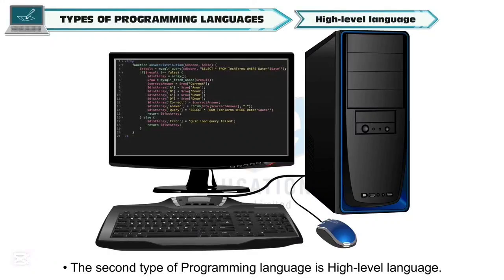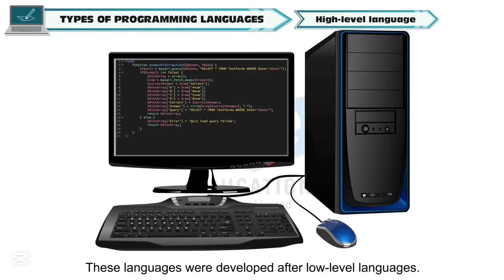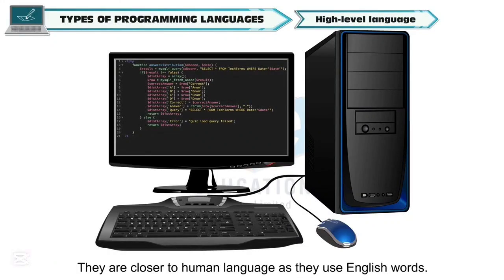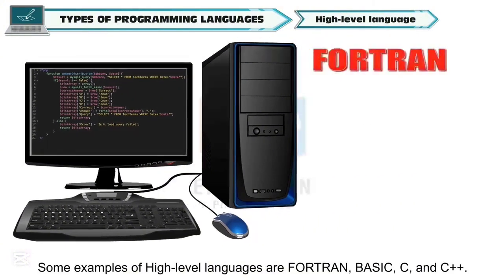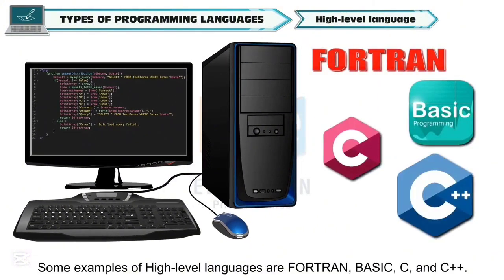The second type of programming language is high-level language. These languages were developed after low-level languages. They are closer to human language as they use English words. High-level languages are not machine-dependent. Some examples of high-level languages are Fortran, BASIC, C, and C++.